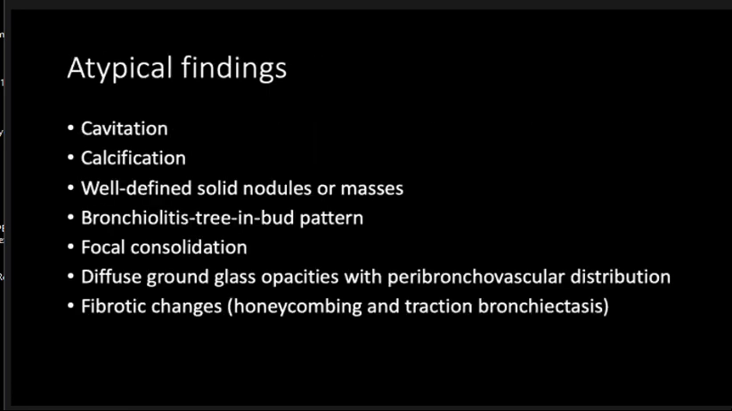The atypical findings consist of cavitation, calcification, well-defined solid nodules or masses, bronchiolitis with tree-in-bud pattern, focal consolidation, diffuse ground glass opacities with peribronchovascular distribution, and fibrotic changes. If these are the findings, they may point to an alternative diagnosis.